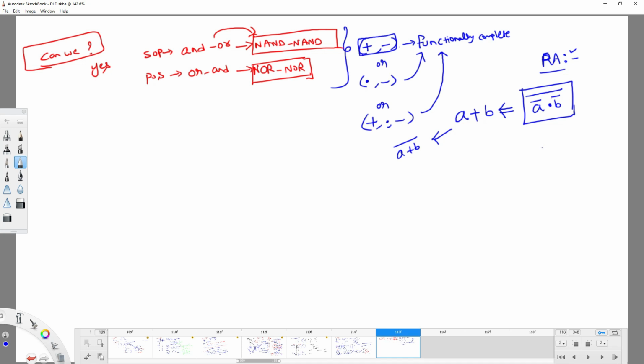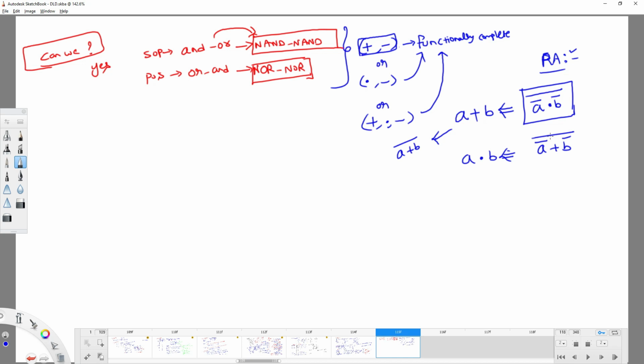Similarly, if you take A plus B, or if you would like to get A and B, can we get A and B with the help of plus and not gates? So these two are complements. I think it is correct, according to De Morgan's law. So I can call this also functionally complete.